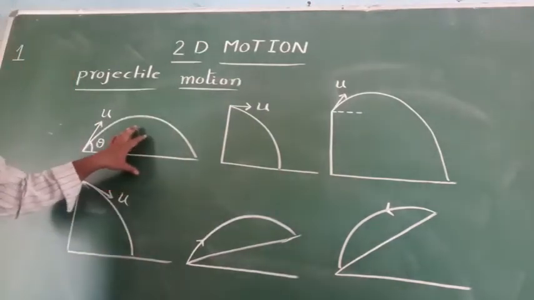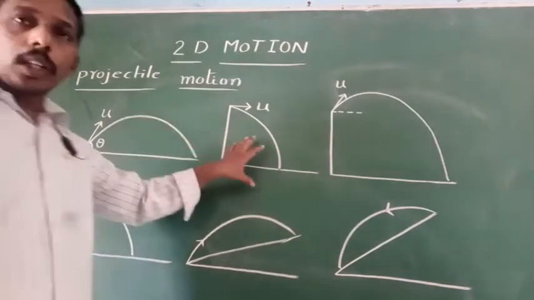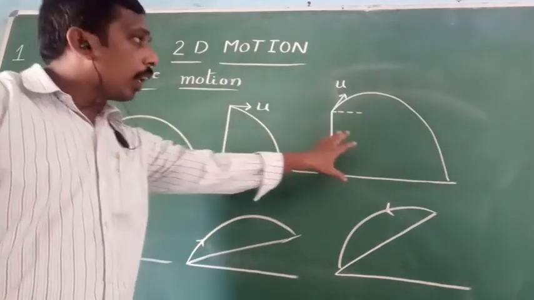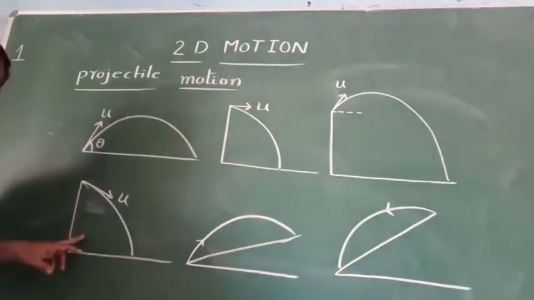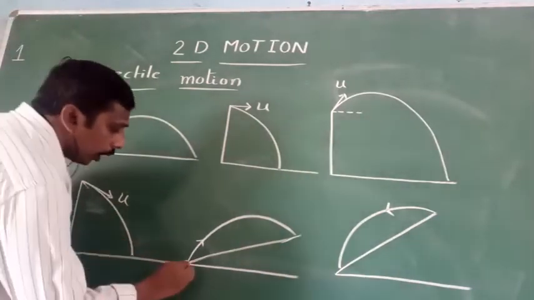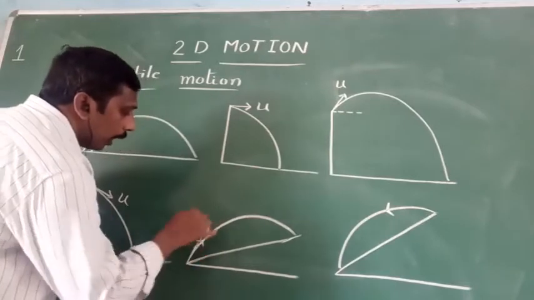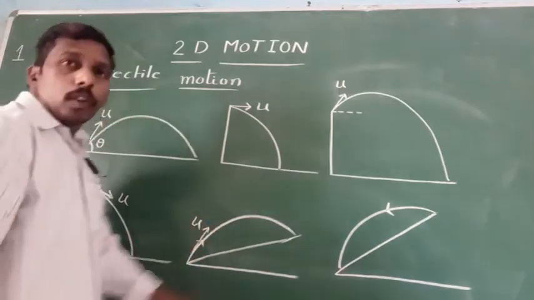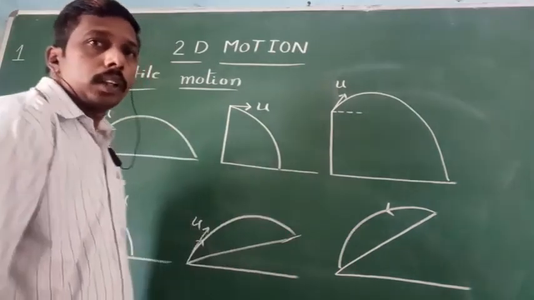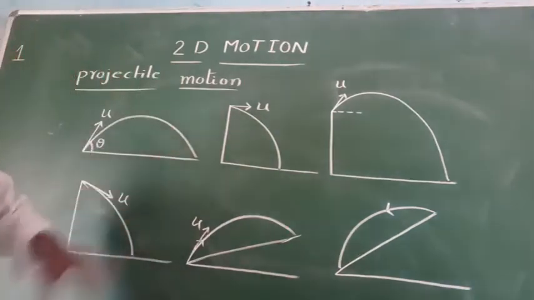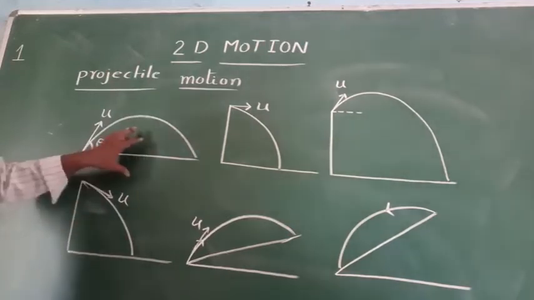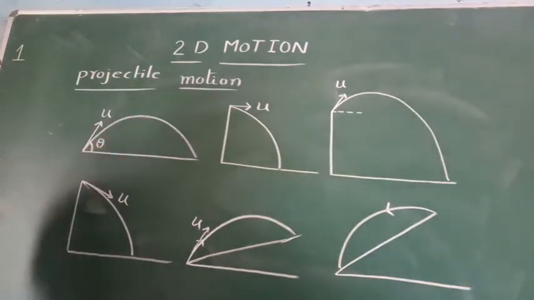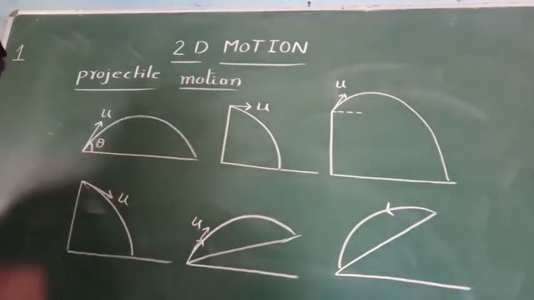One is called oblique projection, horizontal projection from the top of a tower, upward projection from the top of a tower, downward projection from the top of a tower, upward projection from an inclined plane, downward projection from an inclined plane. So these are the projectile motions. So now first we can write the equations of motion for the first one, oblique projection.